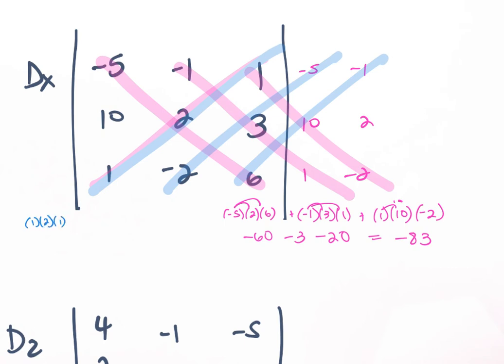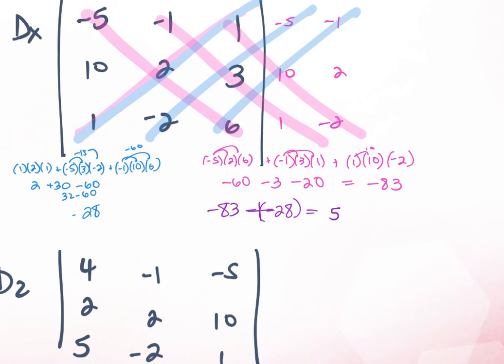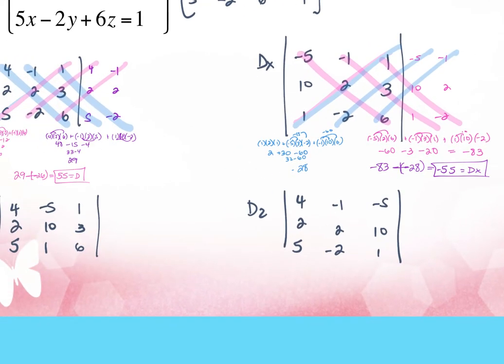1, 2, 1, plus negative 5, 3, negative 2, plus negative 1, 10, 6. So this would be negative 15 times negative 2, plus 30. Negative 10 times 6, negative 60. 32 minus 60, which is negative 28. And then negative 83 minus a negative 28 becomes positive 55. No, negative 55, sorry. So again, pause, check, make sure that's divisible by d to give you a whole number. It is. So at least you know you're on the right track.